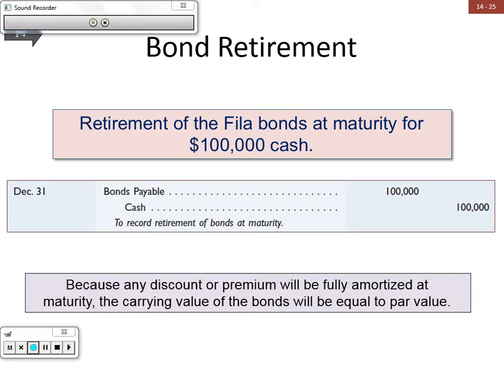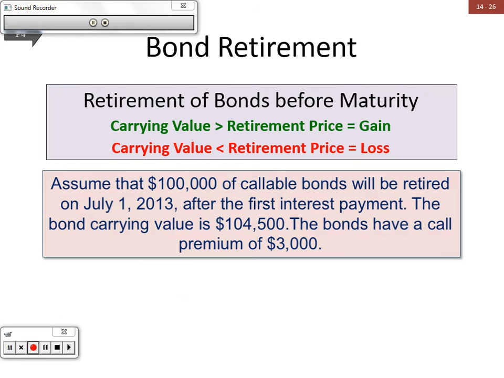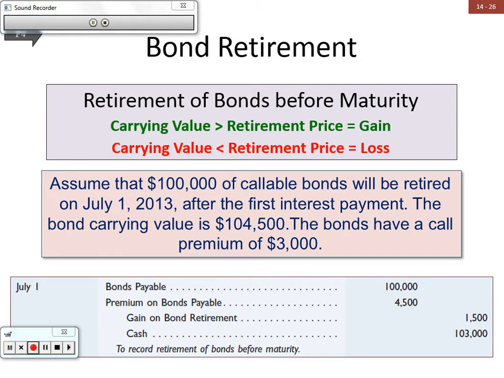But for this example, they have retired their bonds for $100,000 cash. In other words, what did they do? They took care of that bonds payable, right, for $100,000. It says, because any discount or premium is going to be fully amortized at maturity, the carrying value is going to be equal to the principal. So this is the way it works. If carrying value is greater than retirement price, there's a gain. If carrying value is less than retirement price, there's a loss.